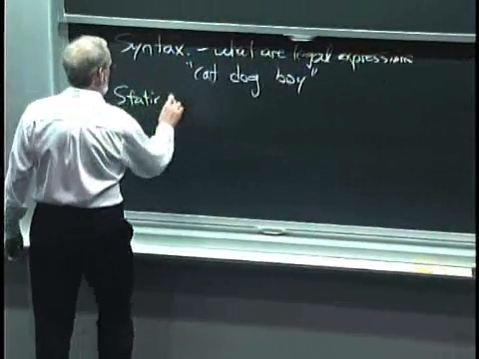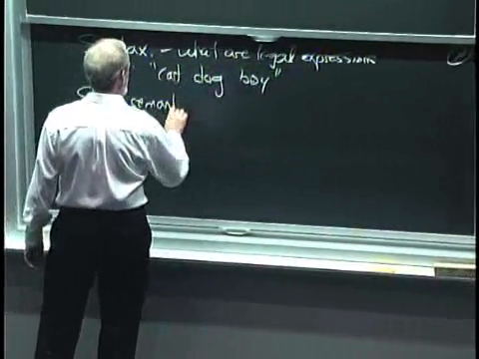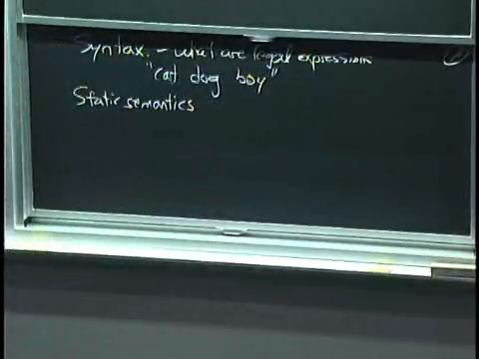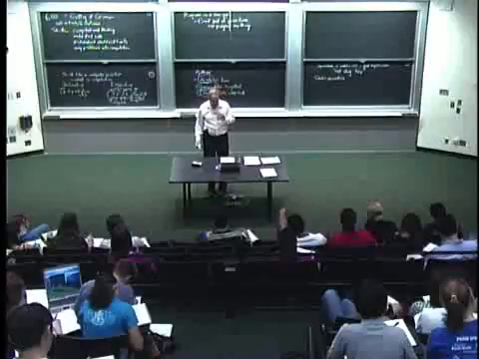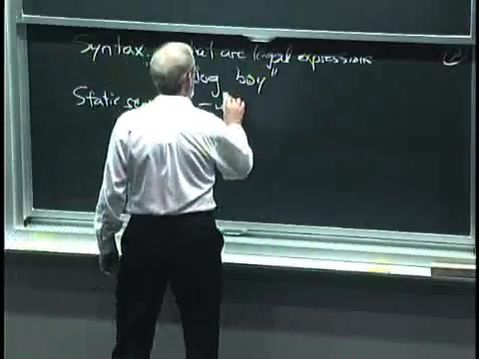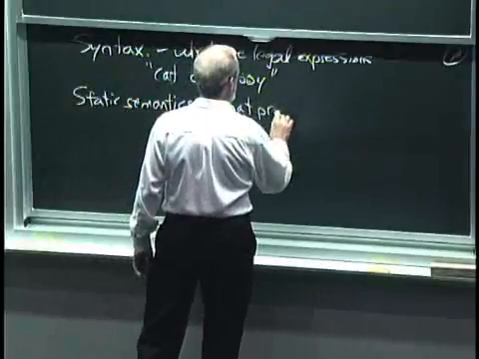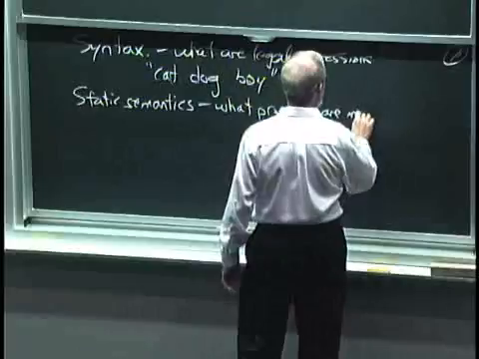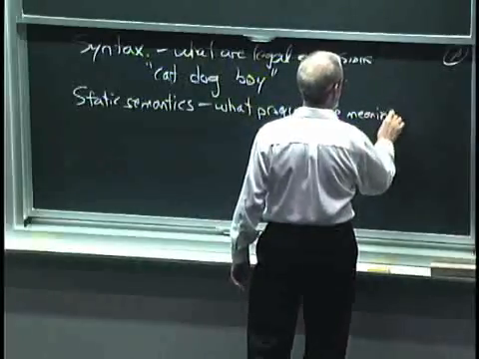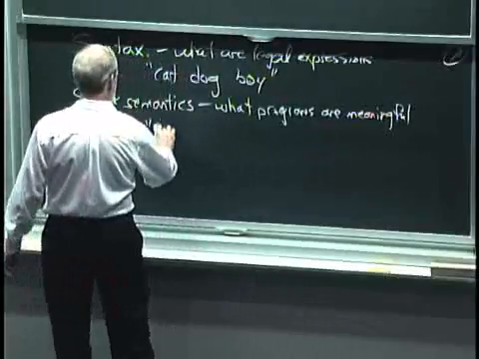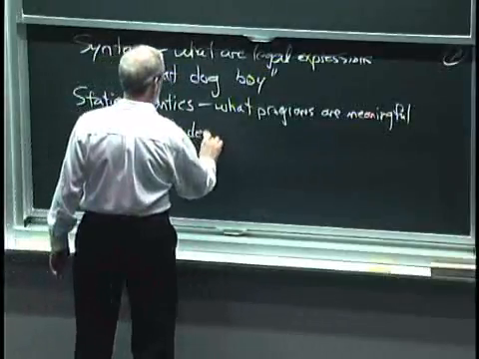The second thing we want to talk about very briefly as we go along is the semantics of the language. And here we're going to break out two pieces, static semantics and full semantics. Static semantics basically says which programs are meaningful, which expressions make sense. Here's an English sentence.